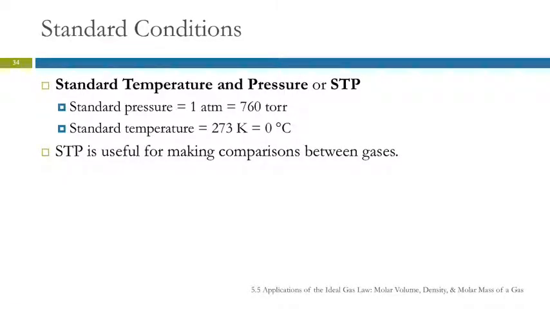Standard temperature and pressure is abbreviated STP, and it's defined as 1 atmosphere of pressure and 0 degrees Celsius. So you should know what standard temperature and standard pressure are. This standard pressure, that's regular atmospheric pressure.